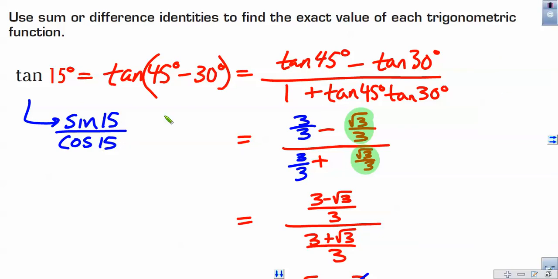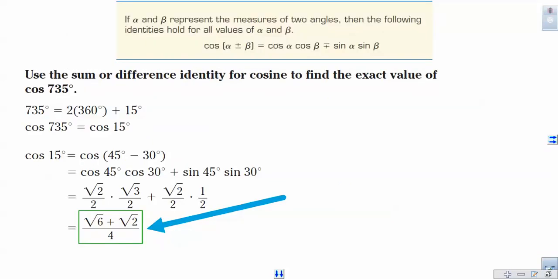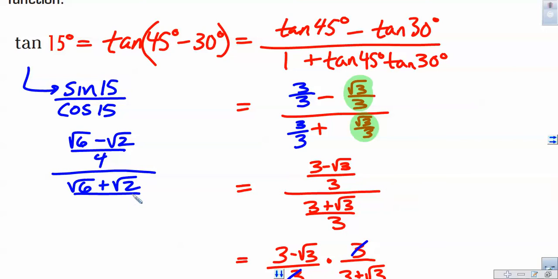The sine of 15 degrees. It was right there. We did it earlier on our note sheet. Well, what about the cosine of 15 degrees? We did it. It was right there. So let's put those back into that tangent problem. Alright, so the sine of 15 degrees, I believe that was the square root of 6 minus the square root of 2 all over 4. Cosine of 15 degrees, that was the square root of 6 plus the square root of 2 all over 4.